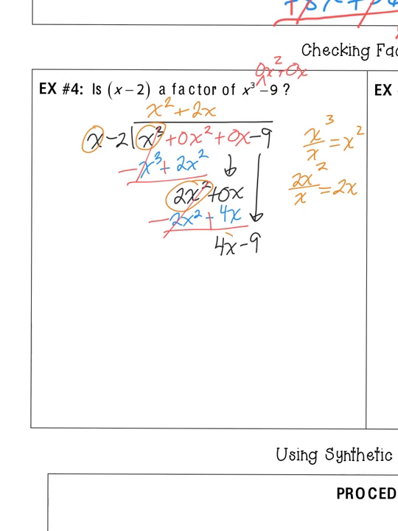Focus on your first terms. So the 4x divided by the x is equal to 4. So I get a plus 4 up top. Take this 4, multiply it all the way through.